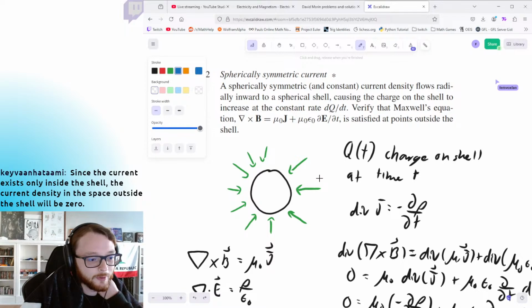I think the current only exists outside the shell, from my reading of the problem. Yeah, I was understanding it as you are. I was thinking of these as the current density coming in from infinity, radially inward to a spherical shell, because they say to a spherical shell, not from.